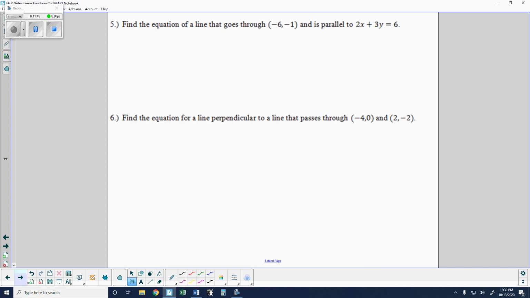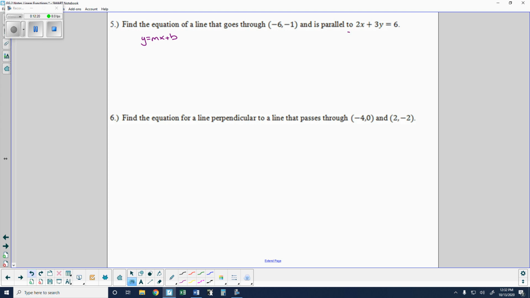Problem number 5 says find the equation of a line that goes through negative 6, negative 1, and is parallel to 2x plus 3y equals 6. Well, if I want to find the equation for the line, right now we're going to do slope-intercept form, so y equals mx plus b. So I need to know the slope. Well, if it's parallel to this line, they're going to have the same slope. So if I know the slope for the line they give me, then I can find the slope for my new line. Well, unfortunately, the way the equation is written, I can't find the slope directly.